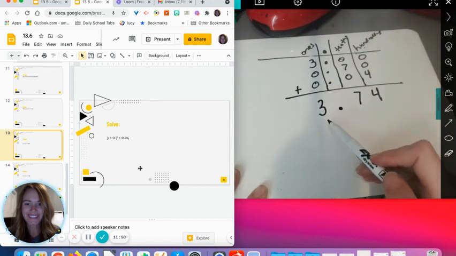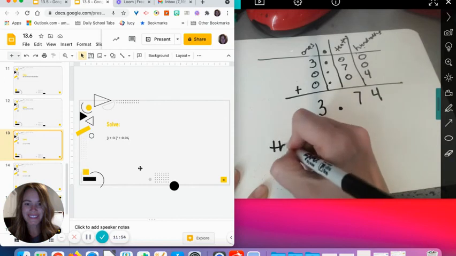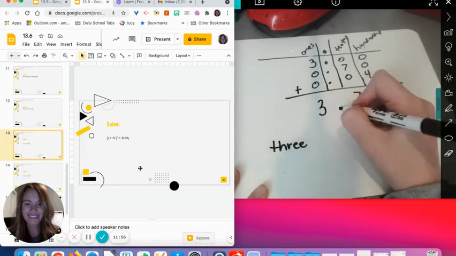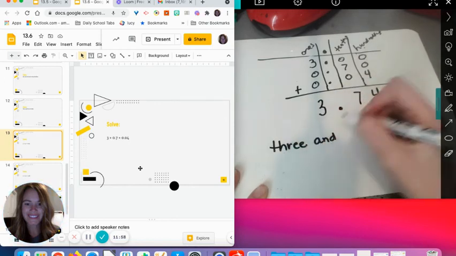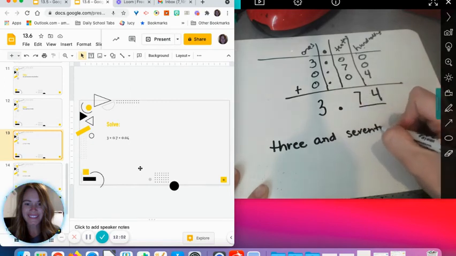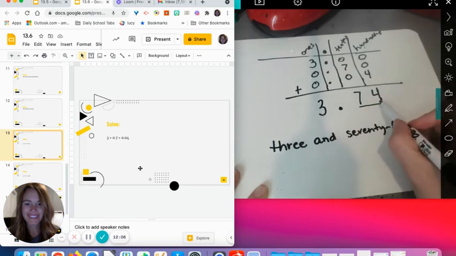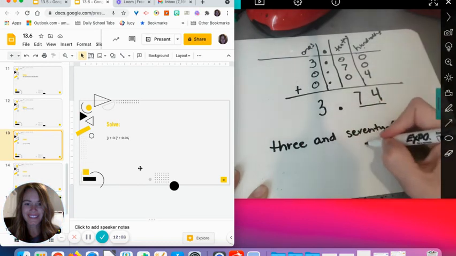All right. And then if I were to write this in word form, I have 3. Decimal point means and. Let me read this together. 74. And that place value is the hundredths.